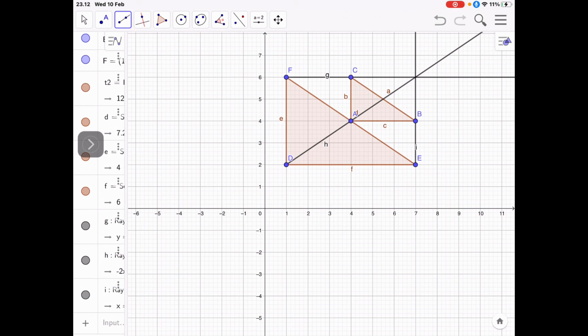And the scale factor, as we know, is the ratio of the length of the image to the corresponding length of the object. So if we consider DF, the length is 4 units, the corresponding length of the object is 2 units, so 4 by 2 is 2. So the scale factor is 2.